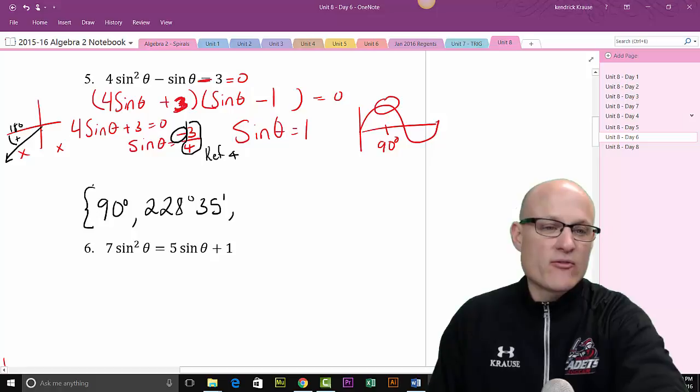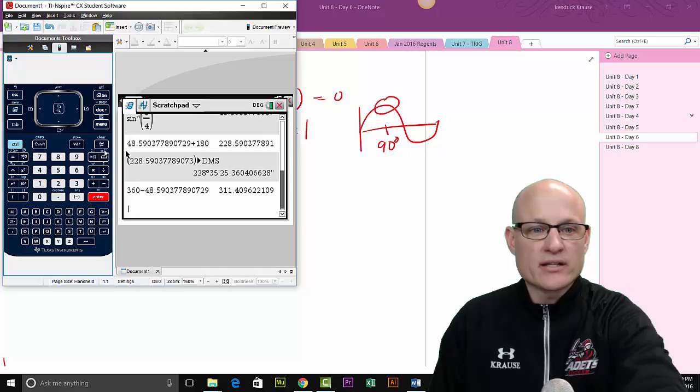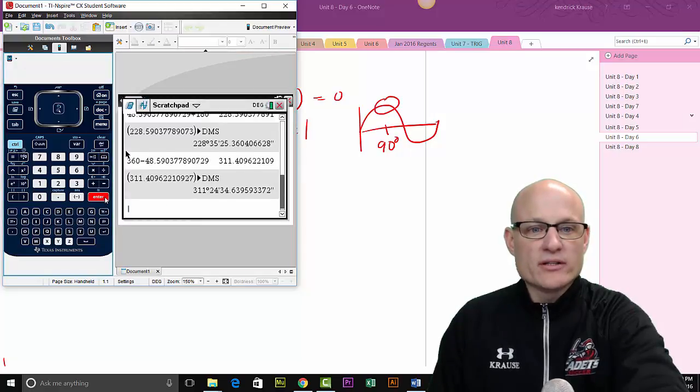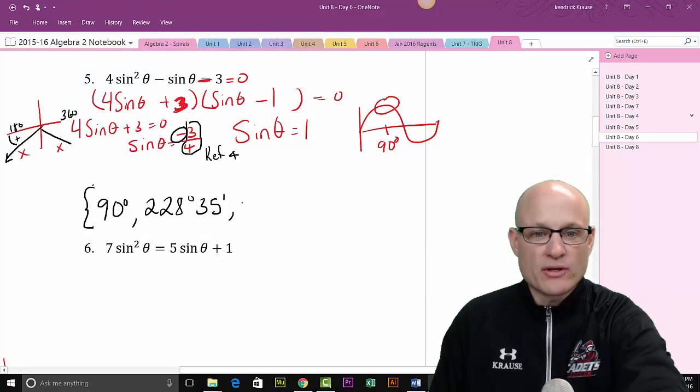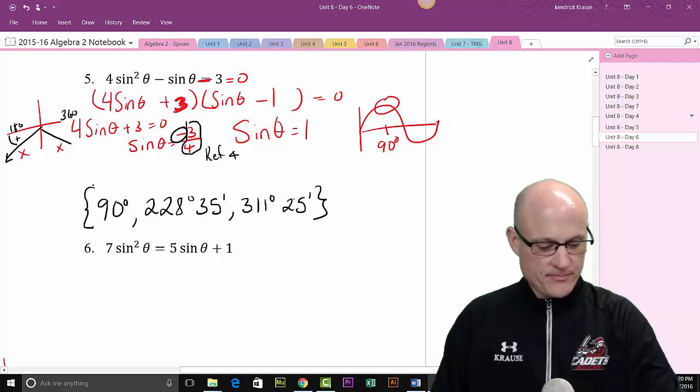Now I want the angle in the 4th quadrant. So I've got to take 360 and subtract off that 48 degrees. So I'm going to take 360 and subtract off this. And I get, oh, I've got to DMS that. 311. Now look at that. 34 is going to round that to 25. So 311 degrees, 25 minutes. There it is.